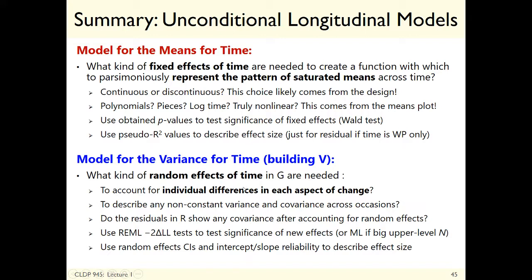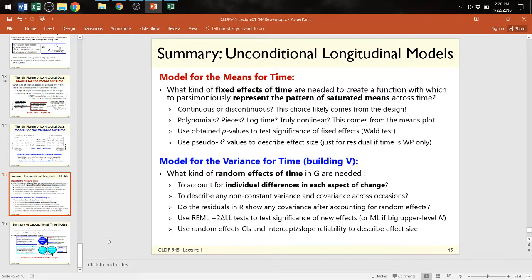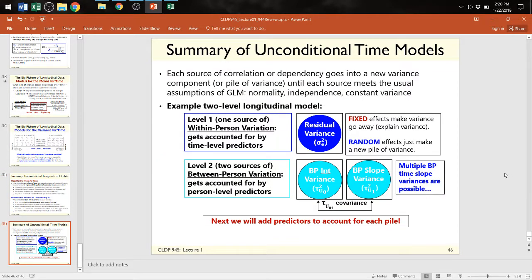In building the model for the variance for time, we focus on adding to G. How many terms need random effects? Does the model fit improve? Does the -2 log likelihood go down? And then do we need to have any kind of structure in the R matrix after that? Confidence intervals and intercept-slope reliability to describe effect size. Now that's all well and good, right? So then we're at the point where we add predictors, getting time right first, then figuring out predictors and their levels of variance. And the only kind of predictors we've talked about as a class so far are time invariant. So that's what the story time review is going to start with.